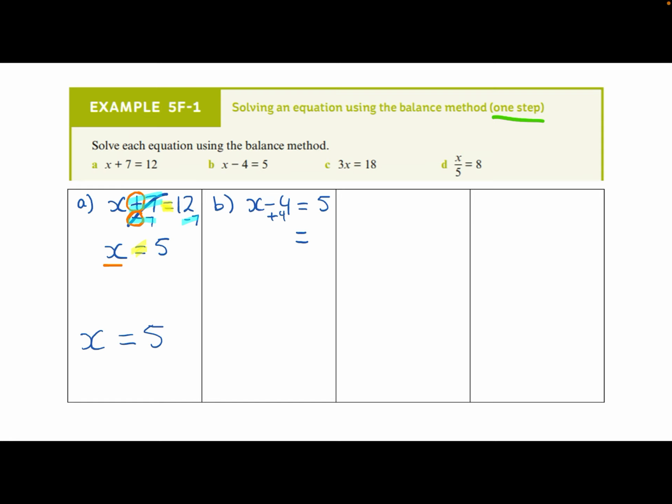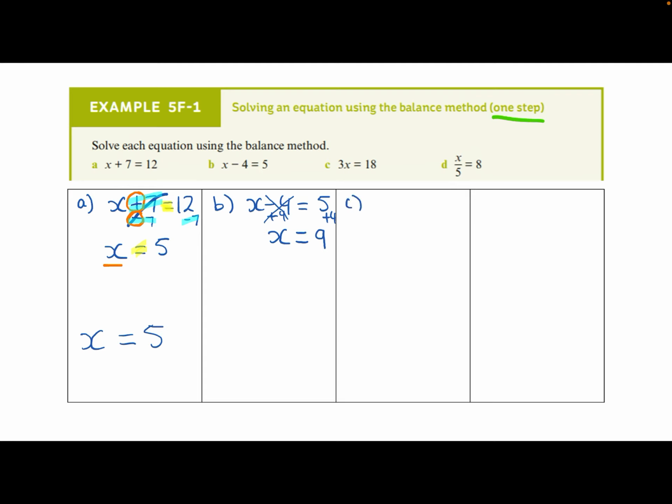Okay, and again, the reason we're doing the inverse operation is because we're trying to get rid of this whole bit. Okay, because minus 4 plus 4 is 0, so they go away. So the x is left there, which is good. And again, to make sure the equation stays balanced, we have to do the same on the other side. So because we plus 4 on the left-hand side, we have to plus 4 on the right-hand side. So 5 plus 4 is 9. Okay, and we have our answer.